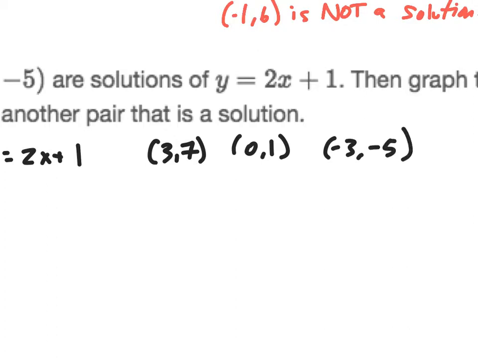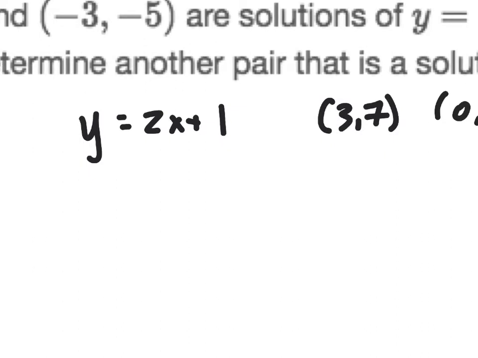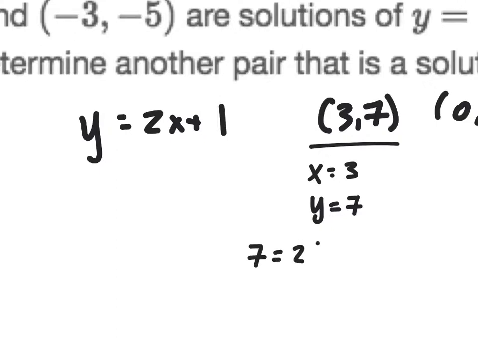So what I want to do is check to see if these are solutions first. In the first point, I know that x is equal to 3 and that y is equal to 7. I'm going to check that here, and I'm going to say, okay, if I plug in 7 for y, is it equal to 2 times 3 plus 1?